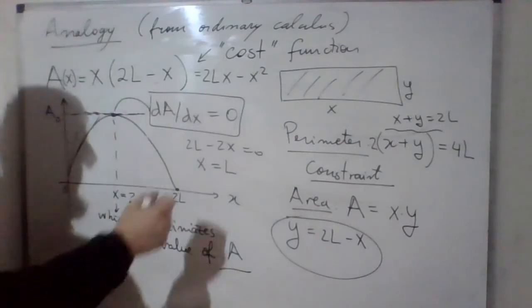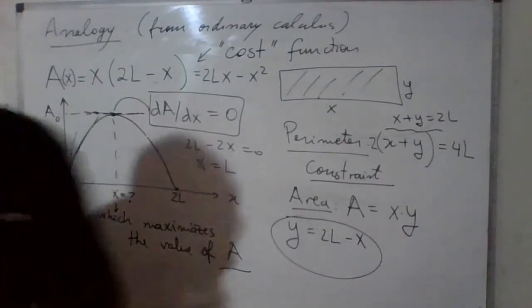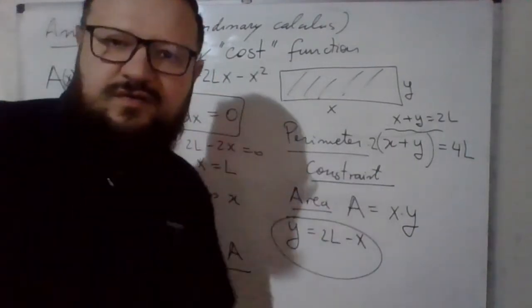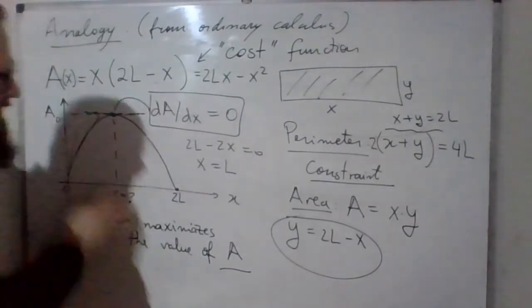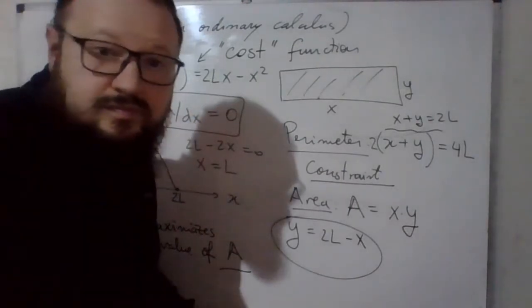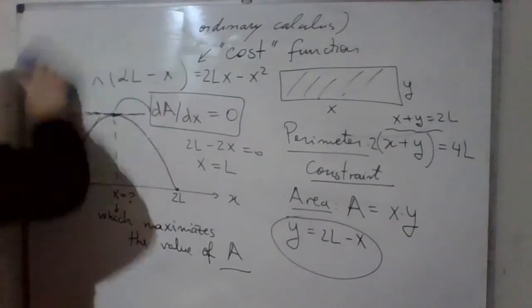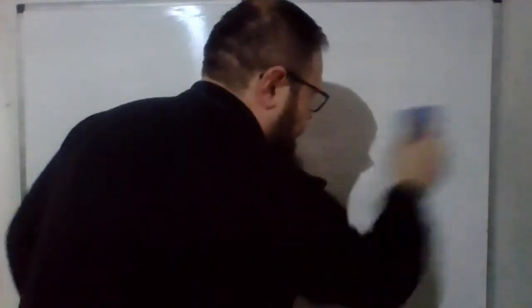Okay, so this problem is a problem of optimization. You have a cost function and you need to optimize. You need, in this case, to maximize the area. All right, so the principle of least action is somehow related to that. So you need to define an action in physics.